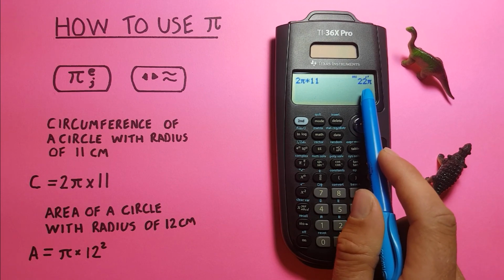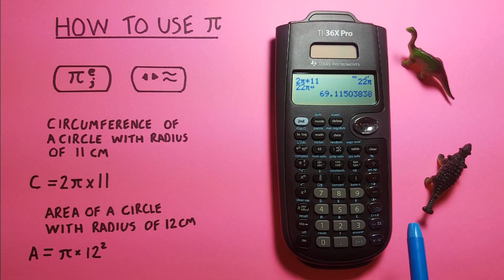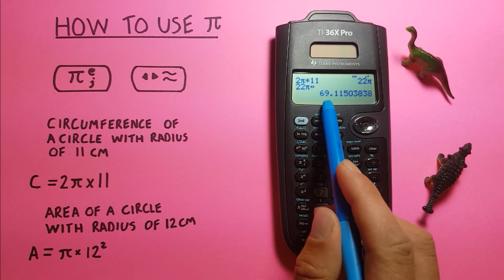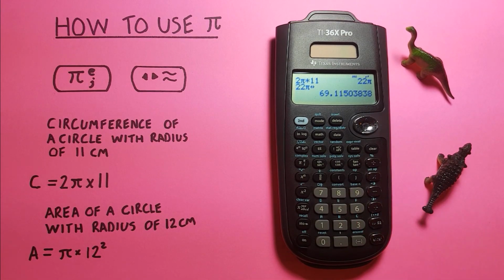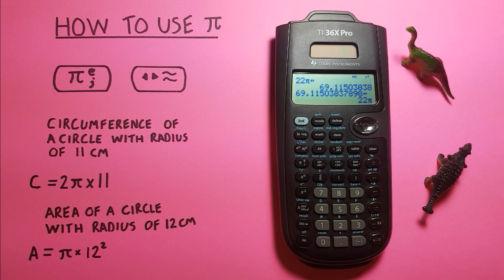We see this gives us a result of 22 pi. If we want this as a decimal, we can hit this key here, this left and right arrow key, and we see this gives us 69.115, etc. as our circumference. We can also convert it back by pressing the key again. There we go, we're back to 22 pi.